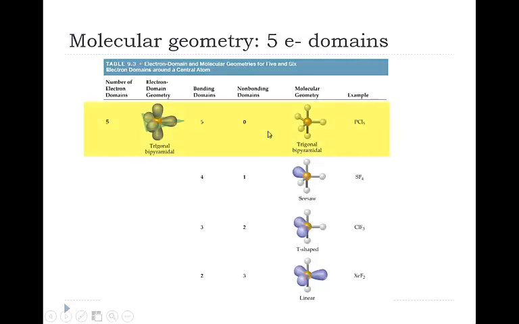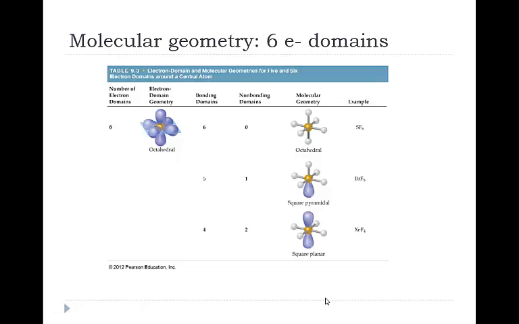If they're all bonding, then it's trigonal bipyramidal. If we have four bonding domains and one lone pair, then we have a seesaw shape. If we have three bonding domains, two lone pairs, it's T-shaped, and you can see the T-shape here. And if we have two bonding and three non-bonding, then it becomes linear again.